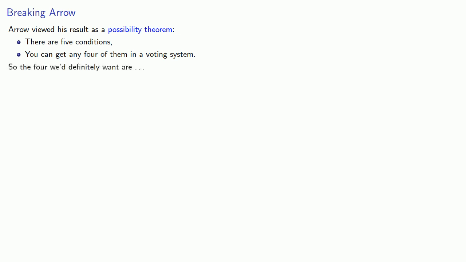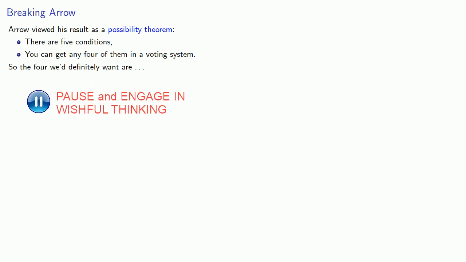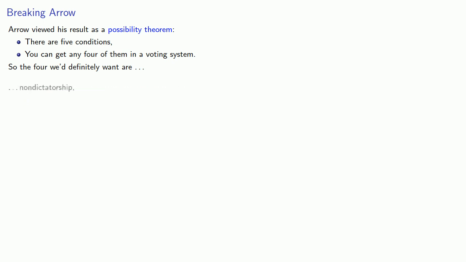However, Arrow viewed his result as a possibility theorem. There are 5 conditions. You can get any 4 of them in a voting system. So the 4 we definitely want are... Well, non-dictatorship seems like a good idea. Non-imposition, that also seems to be a good idea. Neutrality pretty much seems to be an obvious requirement. And that leaves the last 2.